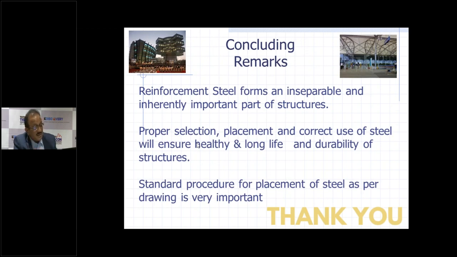But when you use these high strength bars, you have to also worry about the deflections. These high strength bars normally have a tendency to give more deflections in the concrete structures. So one has to be careful, and during the design stage, one has to see that the deflections are within the limit when you use these high strength bars.